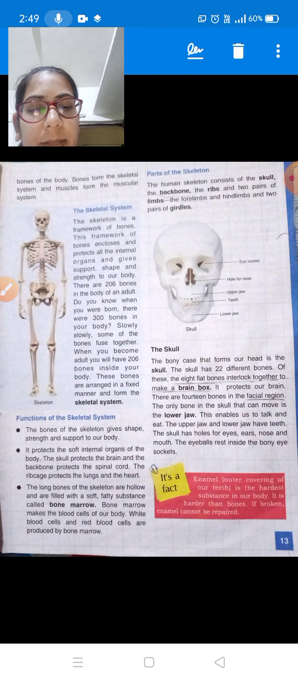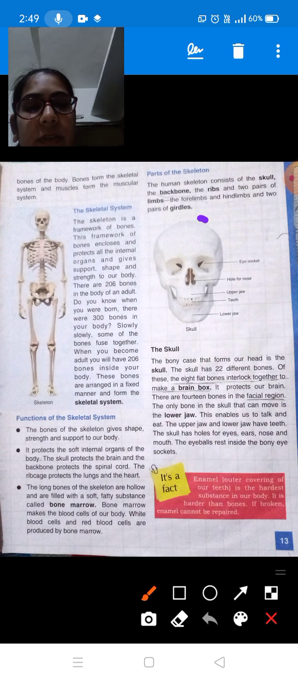Of these, 8 flat bones interlock together to make a brain box. This whole skull is made up of 22 bones, out of which this brain box, which protects our brain, is made up of 8 flat bones attached to each other. Students, this complete structure is called the skull, but this much is called the brain box because it protects our brain. That's why it is called the brain box.